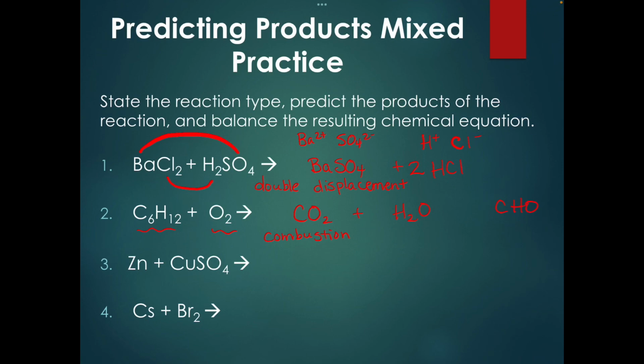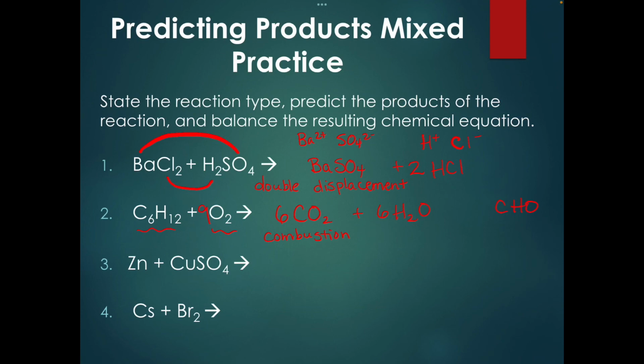So first we'll balance our carbons. So there's 6 on the left, so we'll put a 6 here. And then we'll balance our hydrogens. There's 12 on the left, so that means we need a 6 there. So now we need to balance our oxygens. We have 12 oxygens coming from carbon dioxide, 2 times 6, plus another 6 oxygens coming from water, which gives us a total of 18. Therefore, this will be a 9. All right, let's try the next one.